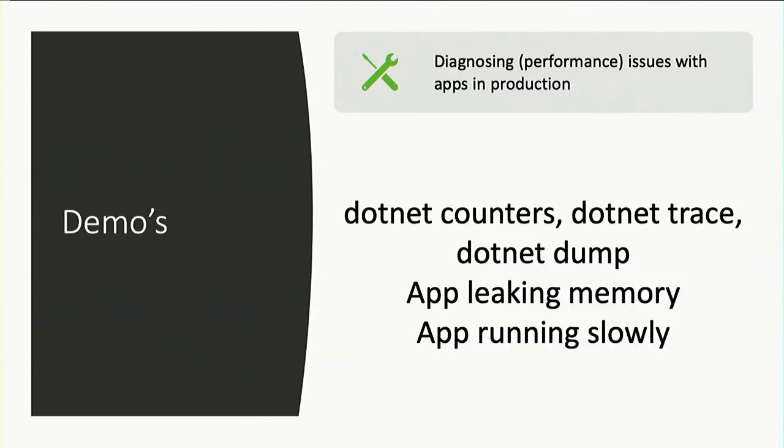And the same goes for .NET Trace, which basically creates a profile of your application, so you can see what's taking a lot of time inside of your application. And with .NET Dump, we can actually do a dump of our memory, and then we can explore all the objects that are in memory and see what's happening there.